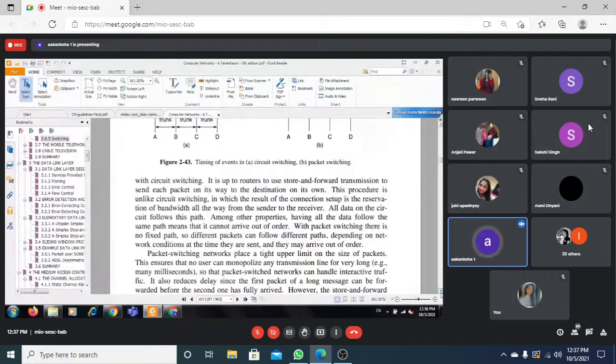So they are allowing every user to send the packets, but it also introduces delays since the first packet of a long message can be forwarded before the second one has fully arrived.